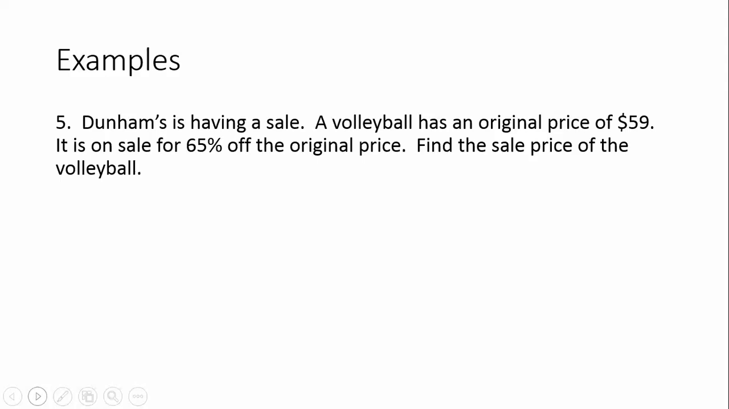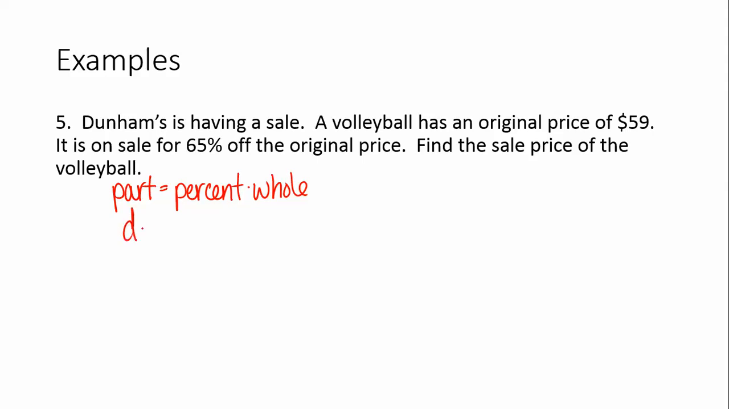So this is a pretty good deal if it's 65% off. Possibly it's the end of summer or the end of volleyball season, so they're trying to get rid of volleyballs to maybe make room for more basketballs that they've ordered in. So the first thing we want to do is find the amount of the discount. We're going to use our equation that part equals percent times whole. So if the percent is 65 and the whole is 59, we're going to find the amount of the discount.